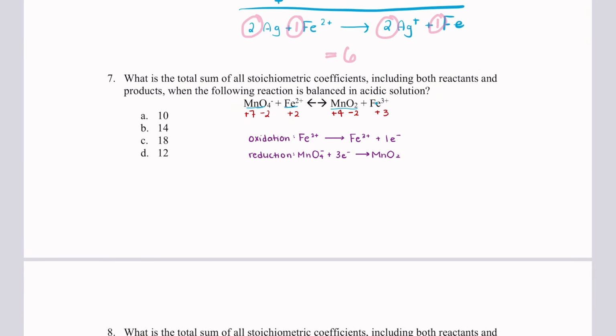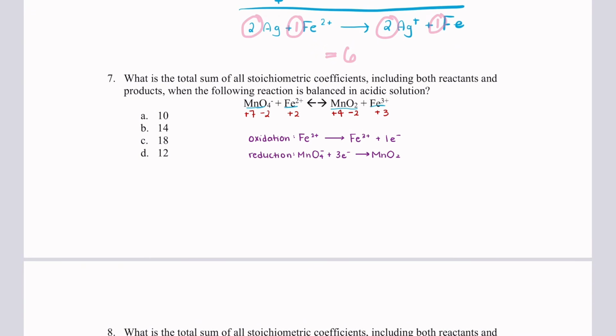In addition here, since this is occurring in acidic conditions, we can add water and hydrogen ions to balance anything that's unbalanced, like oxygens and hydrogens. First, we're going to assign oxidation numbers to see what changes.